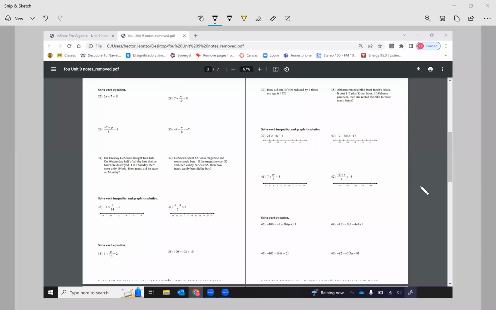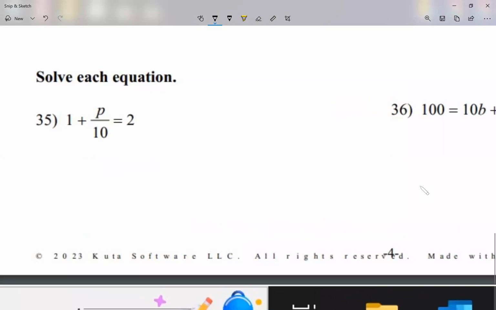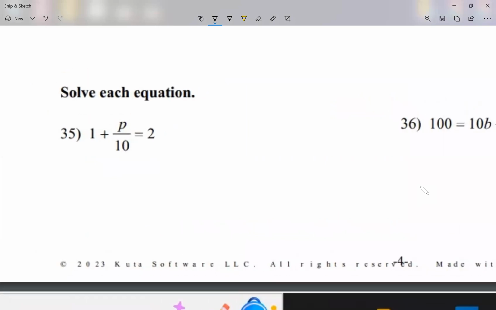All right, let's take a look at questions 35 through 38. So we're solving equations. Basically I want to know what's the value of P in 35. What's the value of P that will give me a true statement?